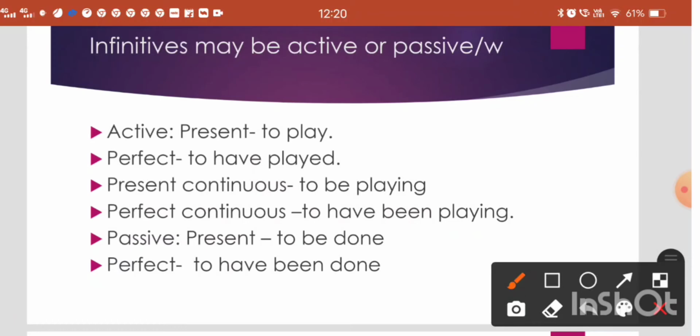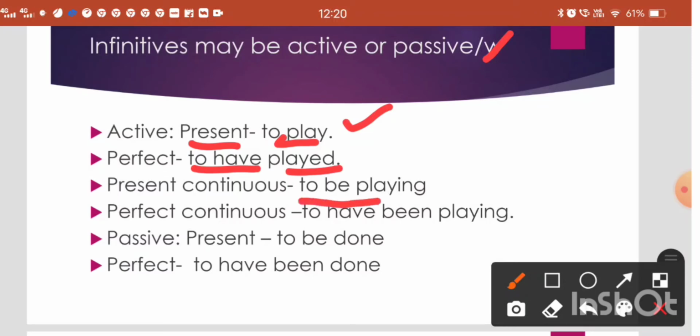Now the active or passive form of infinitives. In active form, in present tense, see the tenses and see the formation. To play. We write to play. In perfect tense, to have played. So, what is added here? Have and the past participle.